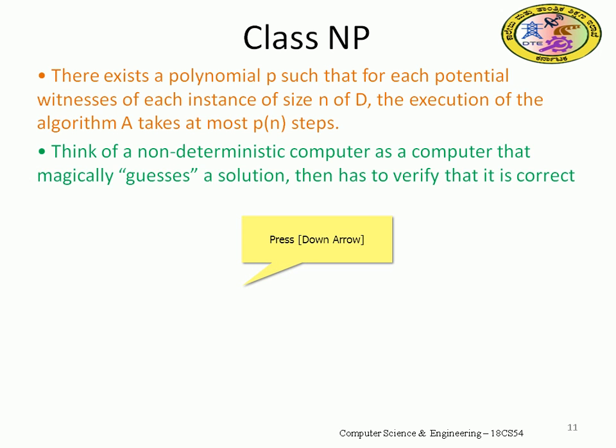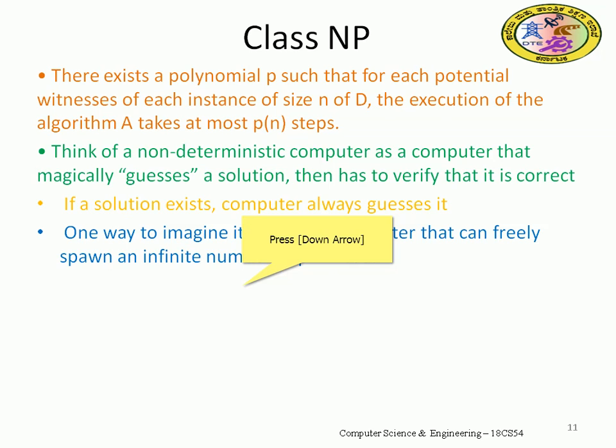Think of a non-deterministic computer as a computer that magically predicts a solution, and then has to verify that it is correct. Its correctness needs to be verified. If a solution exists, the computer always predicts it.